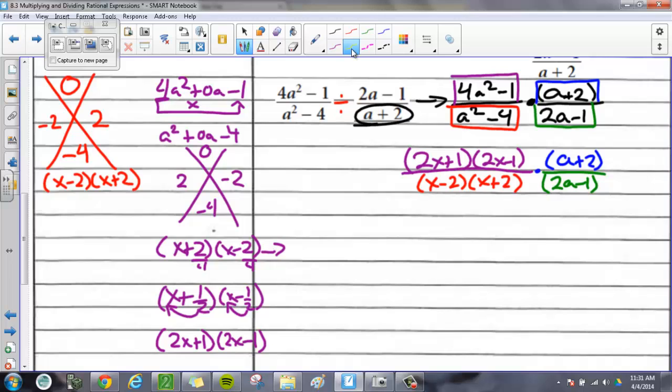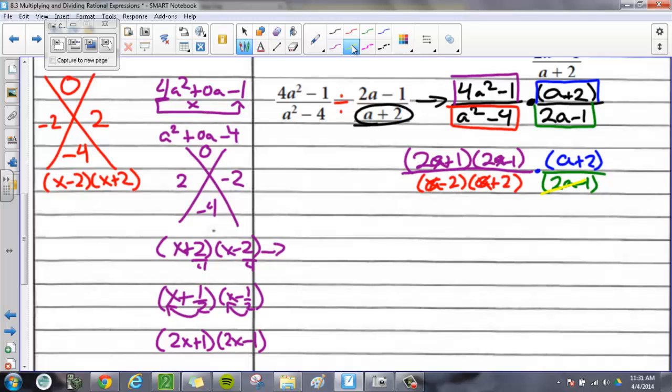And now let's start canceling things off, left and right. Oh, when I put x's in, I meant a. So all these right here, this x should be an a, that should be an a, this x here should be an a, and that should be an a. Okay, sorry. It's a habit putting the x's.